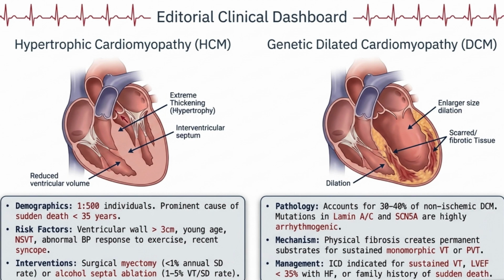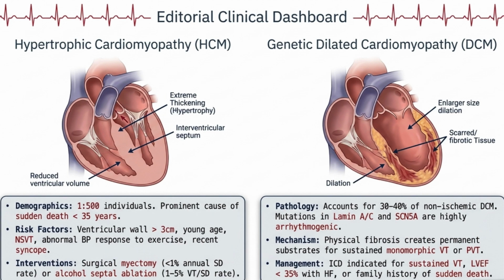In hypertrophic cardiomyopathy, HCM, extreme wall thickening greater than 3 cm is a major risk factor for sudden death in young patients. The interventions are surgical myectomy or alcohol septal ablation.